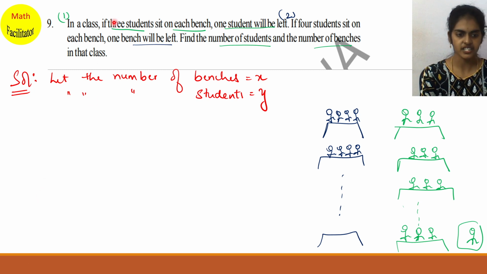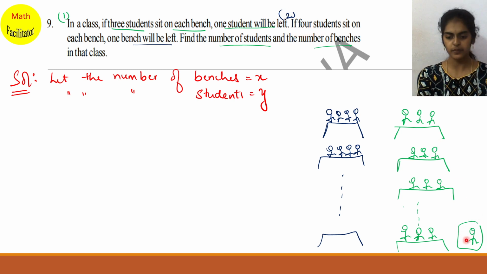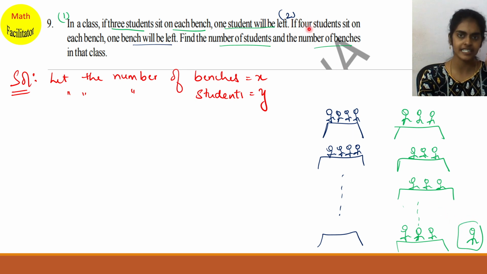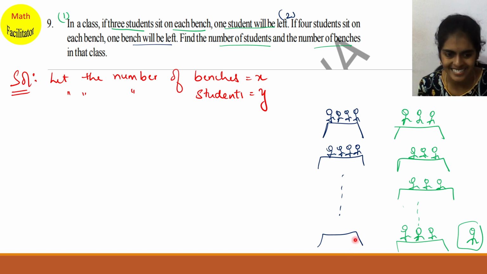The first condition is if three students are sitting on each bench. On the first bench three students, second bench three students, and so on. So one student will be left over. This student does not have any bench. Now what is the teacher doing? Because this student has no bench, the teacher is trying to adjust four students in each bench. So four students are sitting in each bench now. Then one bench will be left. The last bench is left over. This happens in the normal classroom situation, isn't it?